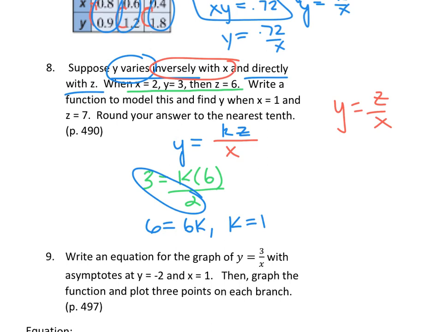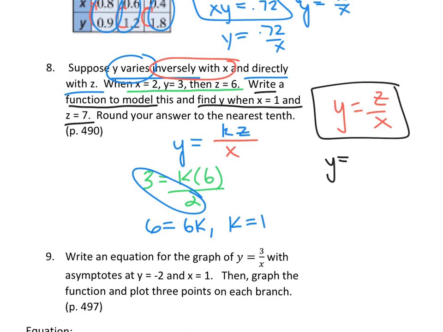So next thing, I'm going to use the last part of this information. Write a function to model this. Did that. Then find y when x is 1 and z is 7. So 7 divided by 1 is 7. So the answer is 7.